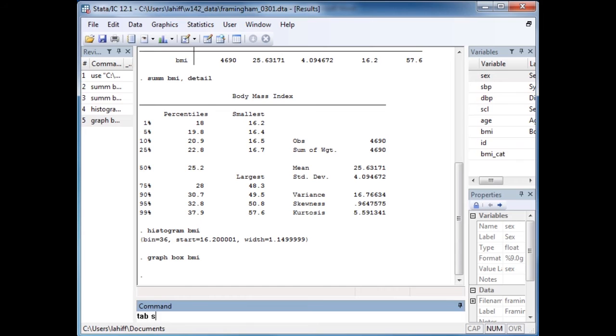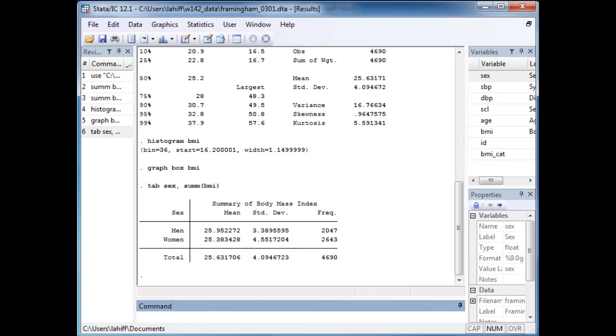So what I'm going to ask Stata to do is to tabulate the variable sex, but to summarize the continuous variable BMI as it does this. And so what Stata produces for me is a fairly nice table giving the average and standard deviations of BMI for both the men and the women. And you can see that the average for the men at 25.95, almost 26, is higher than the average for the women.